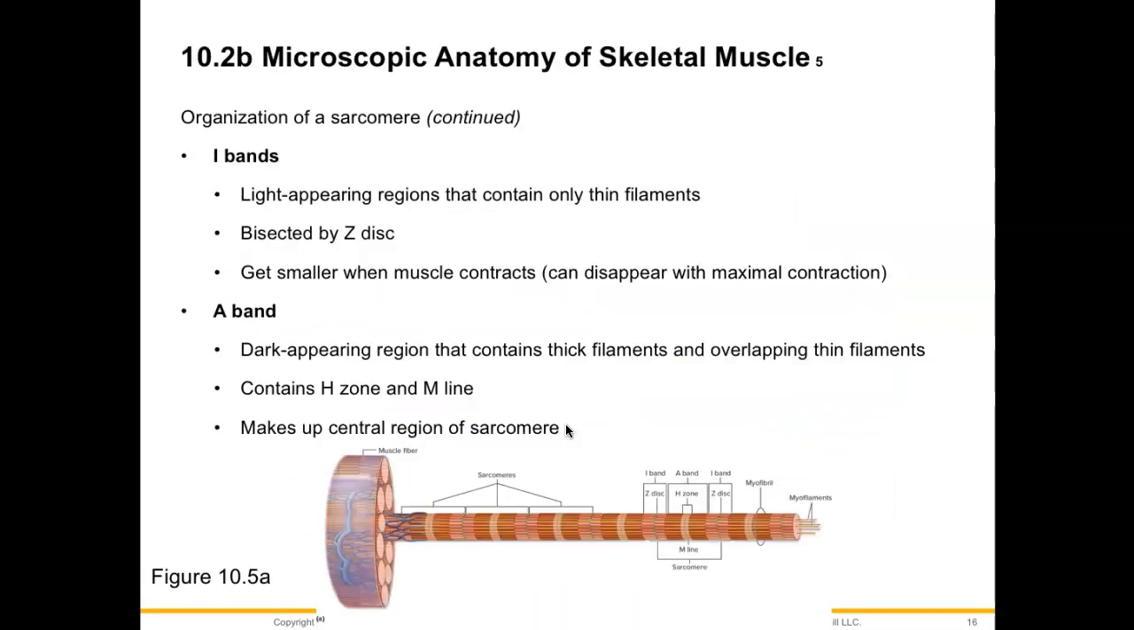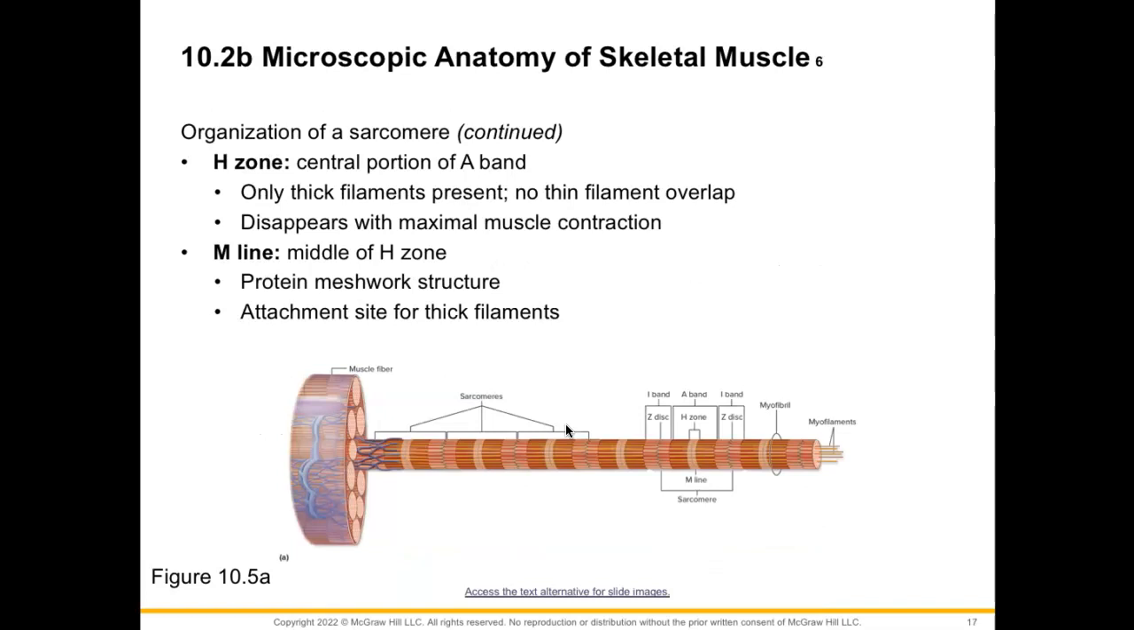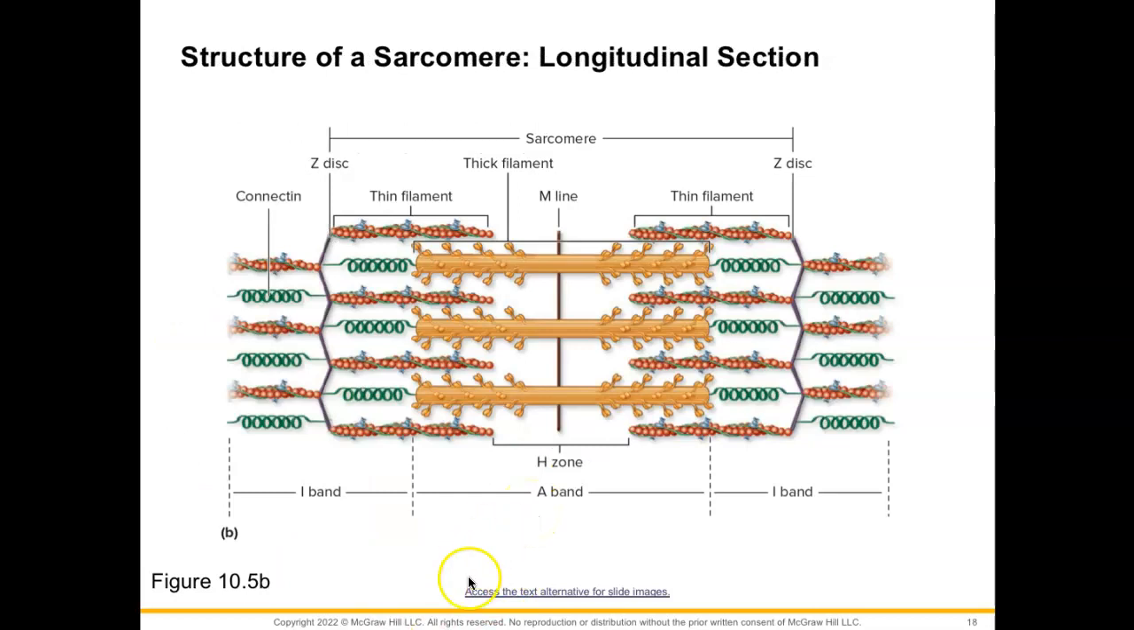All right, now let's move into that H zone that I discussed. I think I mentioned everything here. And I also mentioned our M line. It is made up of proteins. And like I said, those thick filaments will attach there. I just got ahead of myself a little bit. And then I just wanted to show you in this view the I band too. Notice how we have our Z-disc in the center here and only our thin filaments, which is why this is going to be lighter in color.